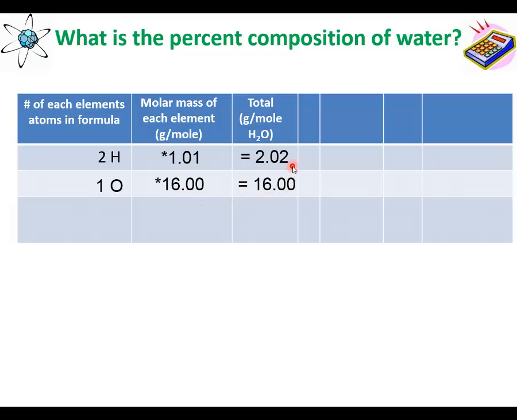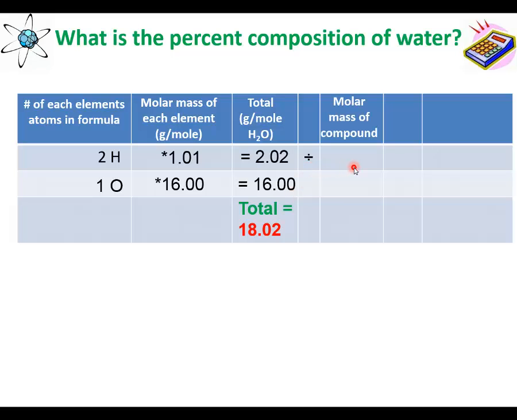So if I have 2.02 grams of hydrogen for a 1 mole sample and 16 grams of oxygen for that 1 mole sample, this adds up to an overall total of 18.02 grams for every mole of the entire formula, for every mole of water. Okay. Now, once I know the molar mass and I know the gram contribution of every element in the compound for that mole sample, I can divide by the molar mass.